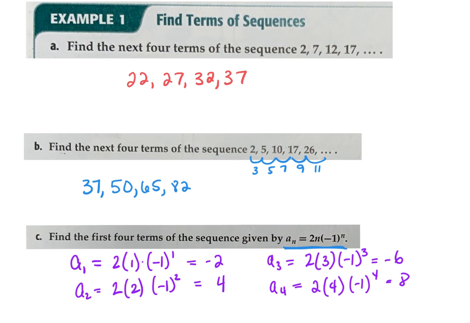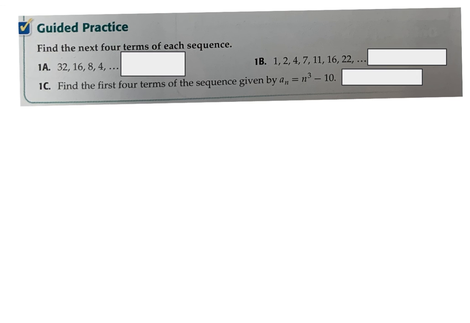So the first 2, they gave you these and they wanted you to finish it out. The last one, they just told you how to find it. All right, so try guided practice 1 there. Guided practice 1, bottom of page 590. All right, so 1A. What's happening here? Dividing by 2. So if you kept going, you would have 2, then 1, then 1/2, then 1/4. All right, or 0.5, 0.25.